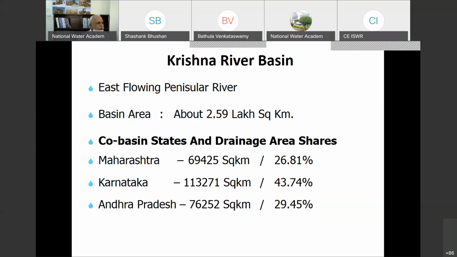The basin in Maharashtra is about 26.81%. That is 69,425 square kilometers, approximately 28,000 square miles. Karnataka has the largest share of 1,13,271 square kilometers. That is about 43,000 square miles, which is 43.74%. And Andhra Pradesh has an area of 76,252 square kilometers. That is 29.45%.